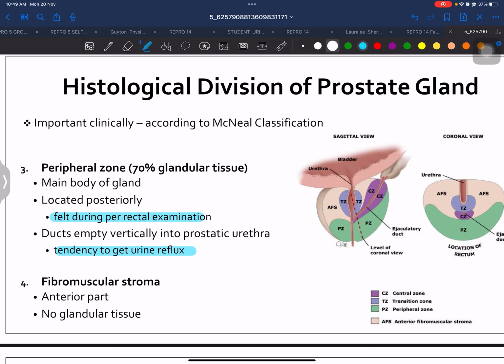Then this is the AFS, the anterior fibromuscular stroma. This is the anterior part without any glandular tissue. Okay, can?